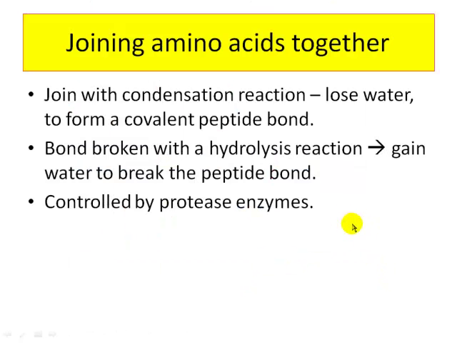Now how do they join together? Well, they join together by what are called condensation reactions. So these amino acids join by condensation. If you know what condensation is involved with water, so it's about condensation on windows, for example. So a condensation reaction involves removing water to form a covalent peptide bond. This bond can be broken by the reverse process, by what's called hydrolysis reaction. And in hydrolysis reactions, what happens is that water is added to it, it gains water, the bond is broken, and this is controlled by enzymes called proteases.